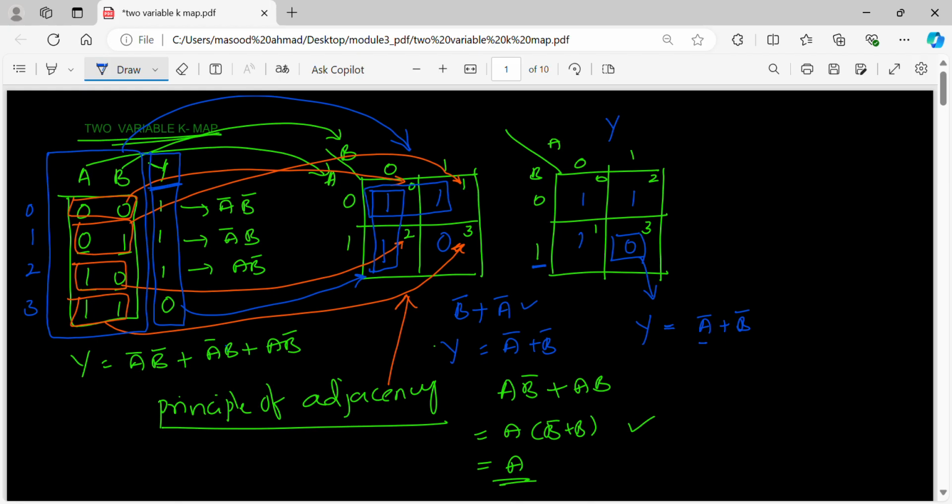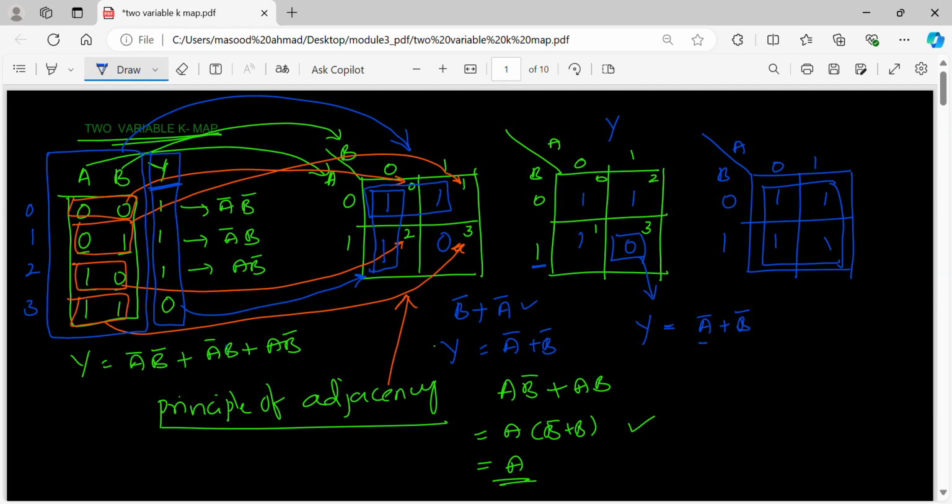So in a two variable K map, what are the possible combinations that we will come across? Let's suppose all ones. Let's say this is A and this is B, this is 0, this is 1, this is 0, this is 1. So one possible combination is a quad, 4 ones. Let's say this is for function f1. So f1 is equal to 1. That means f1 is 1 always.